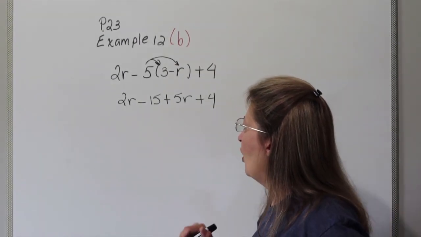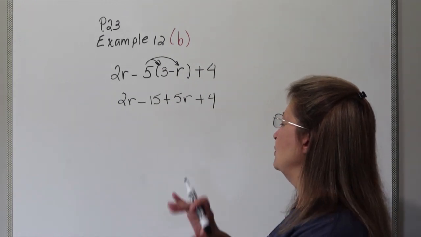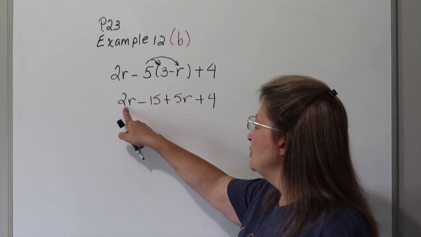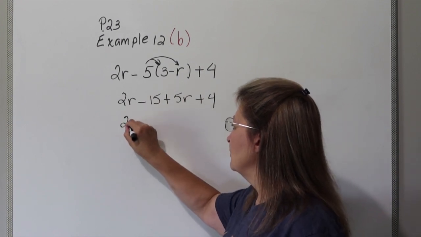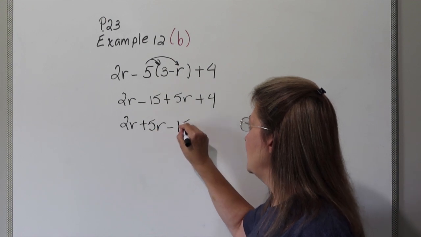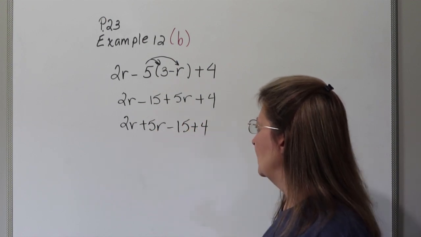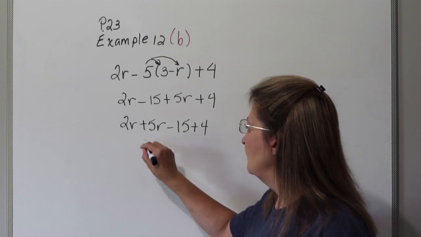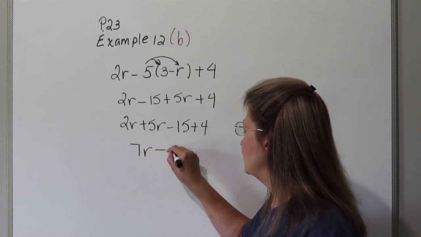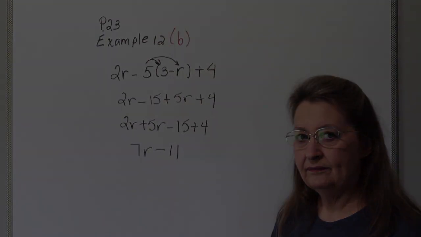Now, I've gotten rid of all my parentheses. I'm going to move the numbers around and combine the like terms. 2r matches 5r, so I want to put them next to each other. This minus 15 and the plus 4 can go down here on the end. And this leaves me with an answer of 7r minus 11.